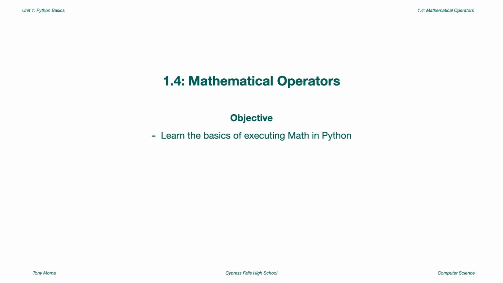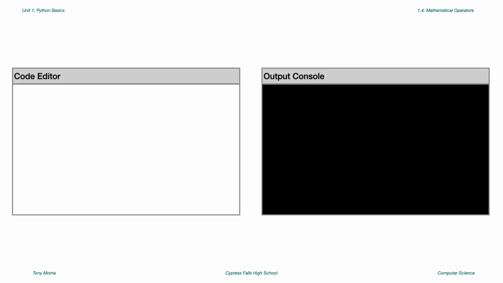Mathematical operators. In this video, we will learn the basics of executing math in Python. There are many ways to execute math in Python. One way is to do it inside of a print statement. Here we print the sum of 10 plus 17, which for our output would give us 27.